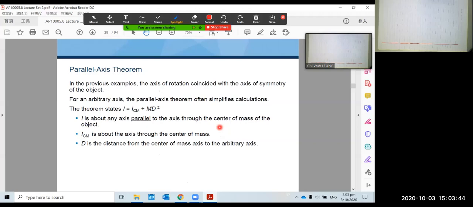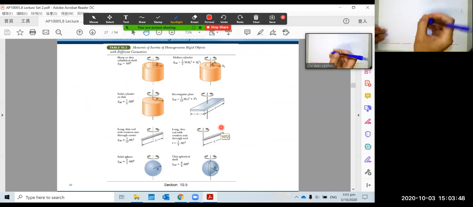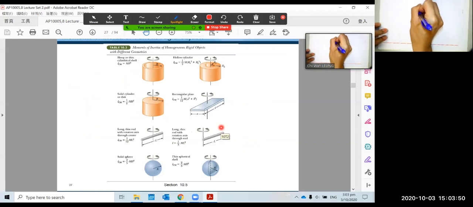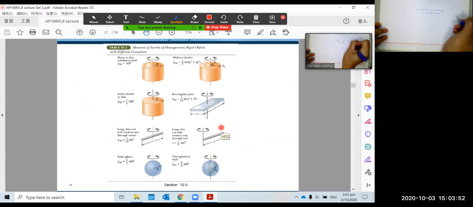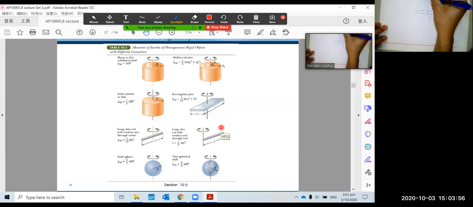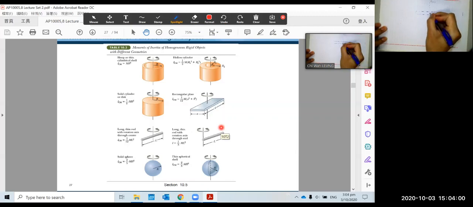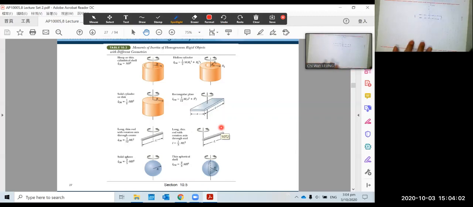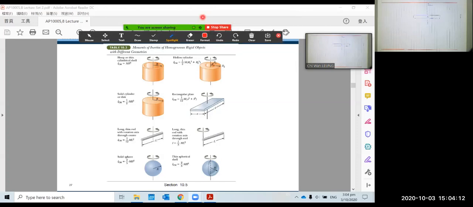The idea, once again, is this. You have, say, a rod, just to make it easier. Originally, you have the moment of inertia passing through the center of mass. So if you take a look at the video screen that I'm showing, let me see.